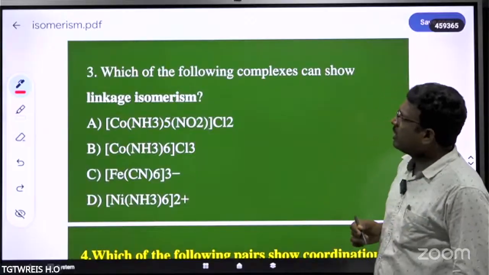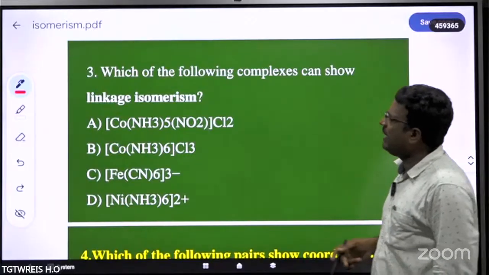So which of the following complexes can show linkage isomerism?